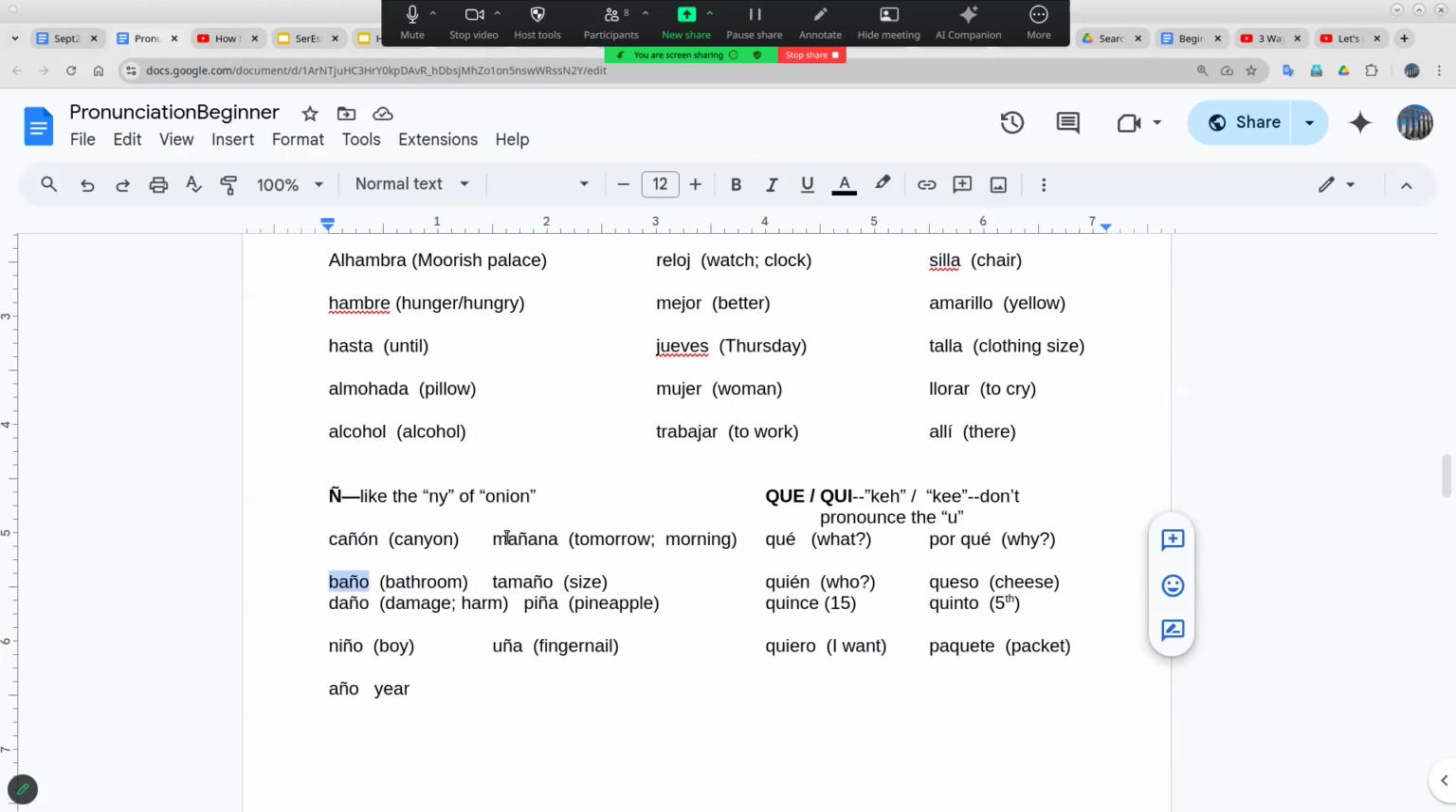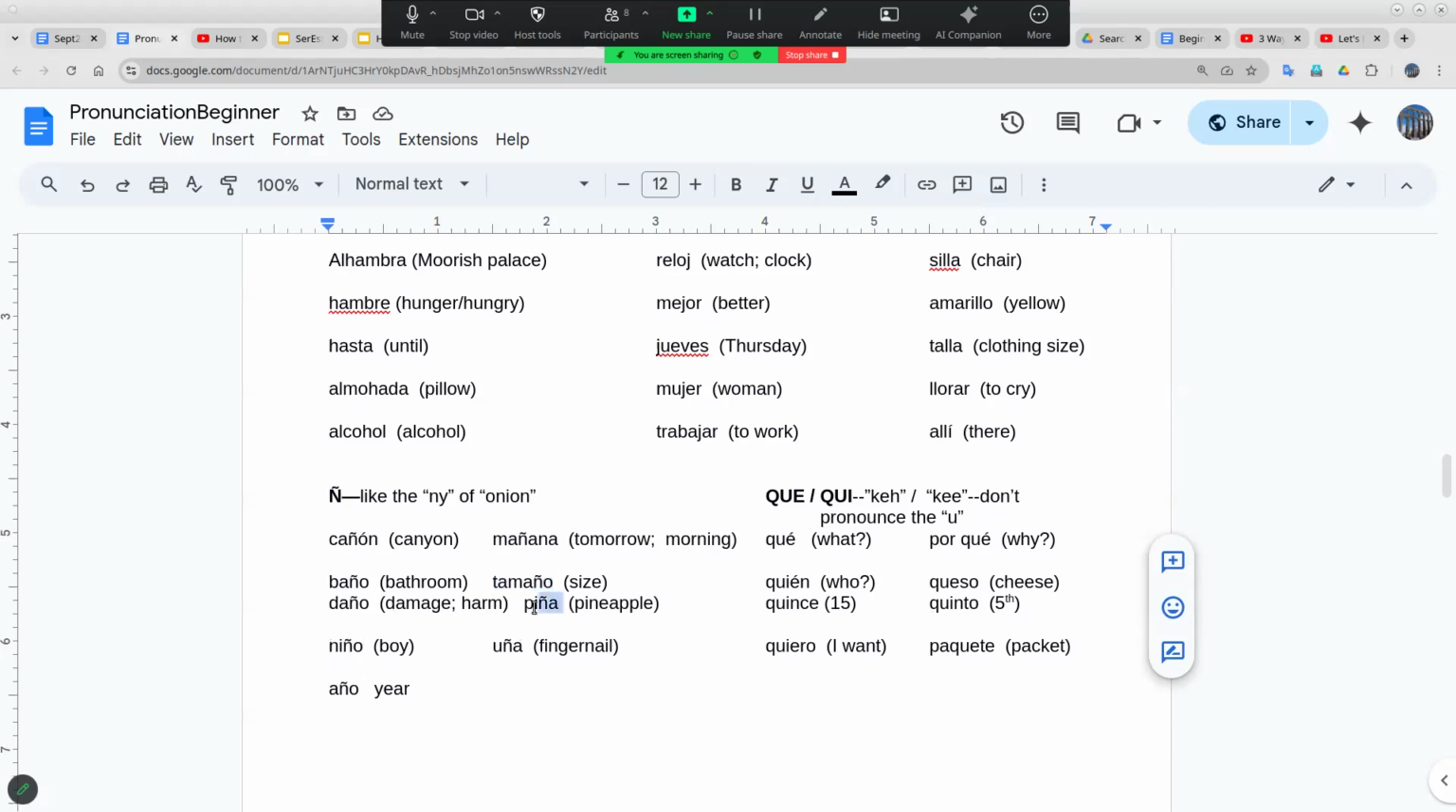Baño. See? Bien. The word for size, like if you're asking about a t-shirt size, you're buying a souvenir. Tamaño. Tamaño. We'll jump around a little.